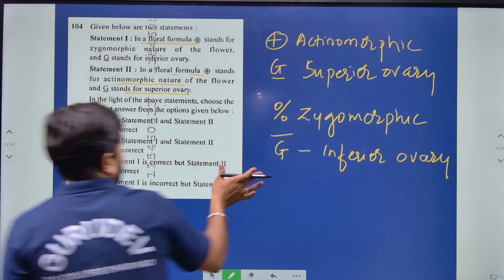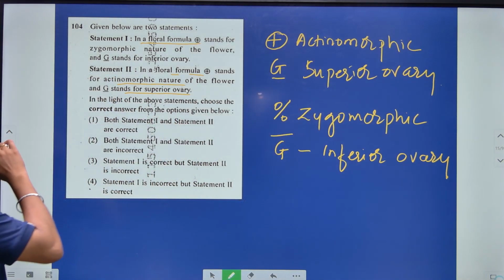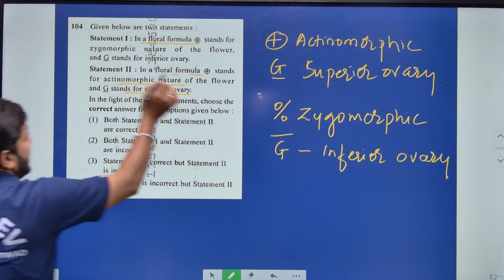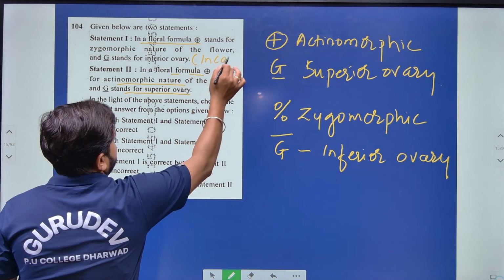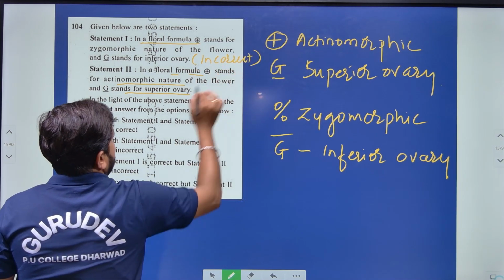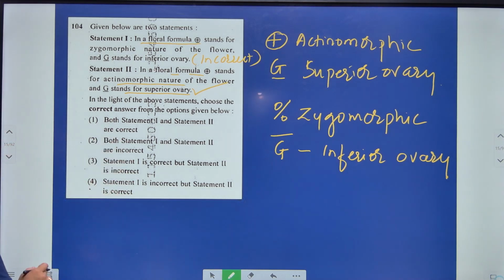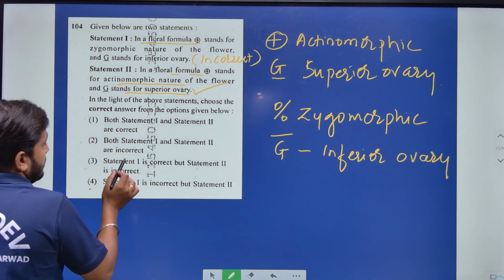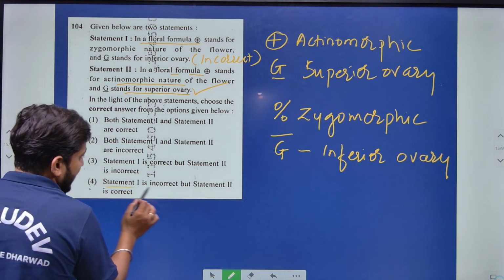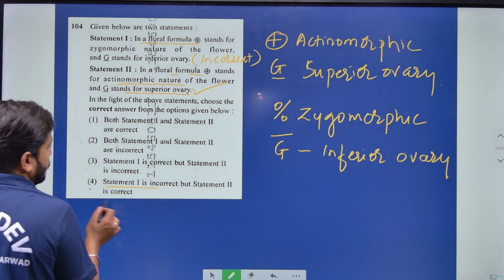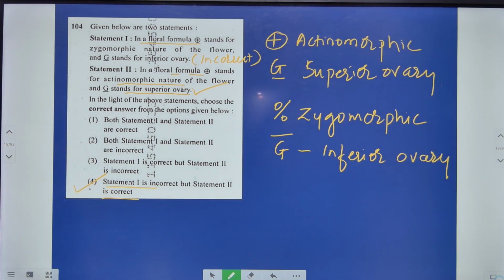With respect to the statements, if I compare, statement 1 is incorrect and statement 2 is correct here. So according to the options, statement 1 is incorrect but statement 2 is correct. That is option 4. According to this, option 4 is correct.